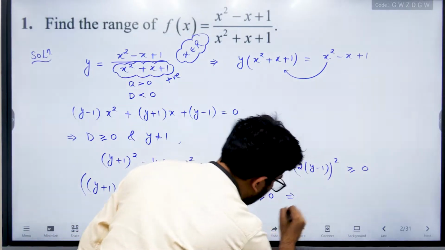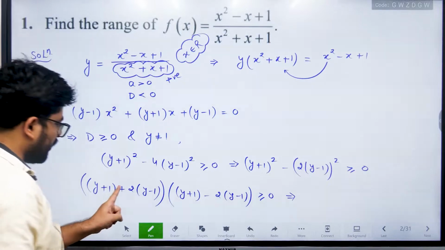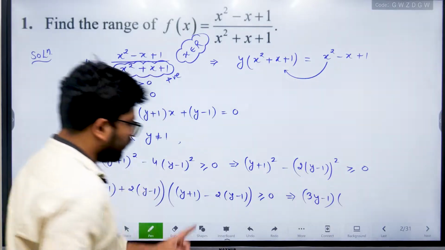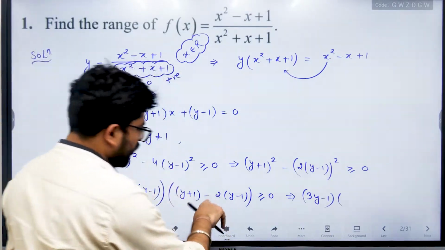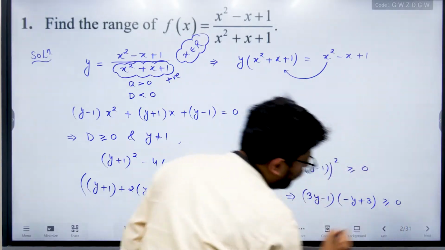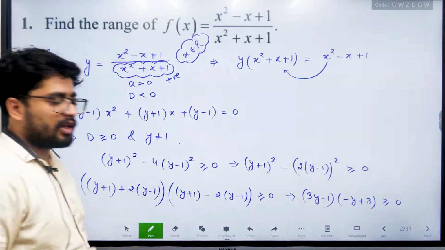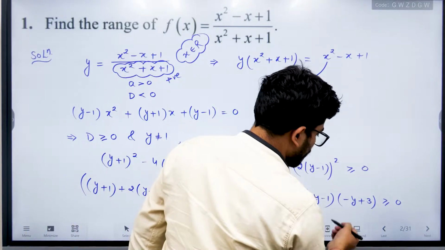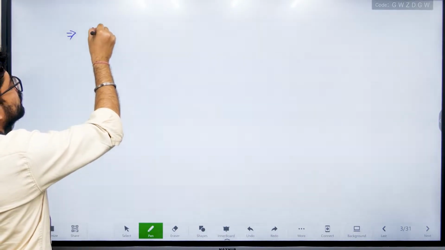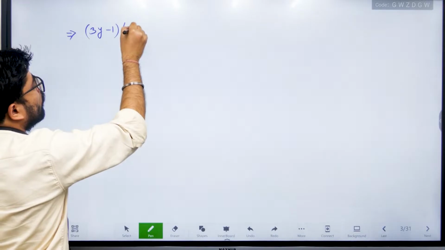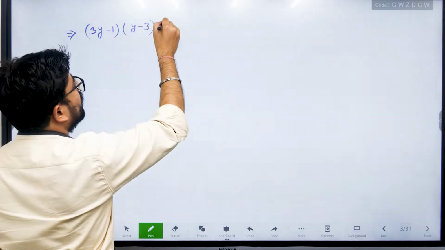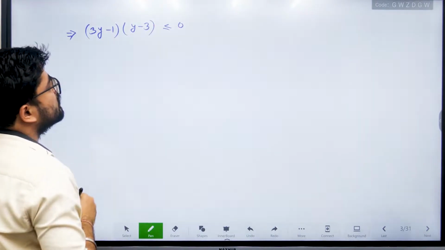So when you simplify, you will get (y + 1 + 2y − 2), which is 3y − 1, into (y + 1 − 2y + 2), which is −y + 3, greater than or equal to 0. Now multiply with the negative sign, so the inequality gets reversed. You will get (3y − 1)(y − 3) ≤ 0.